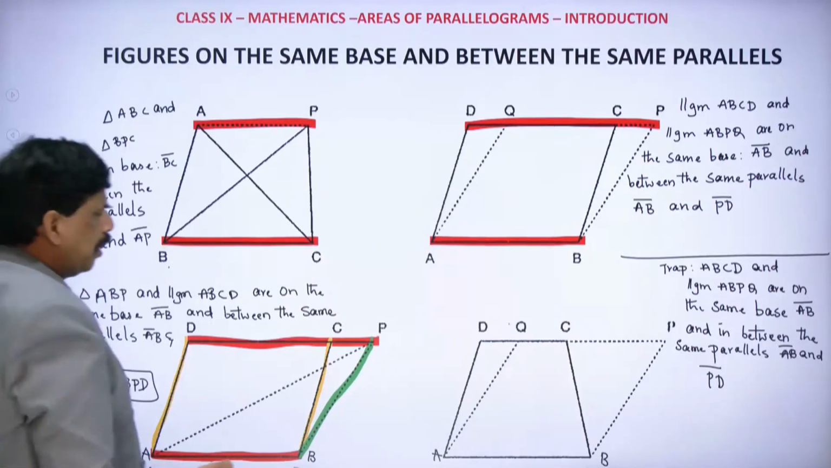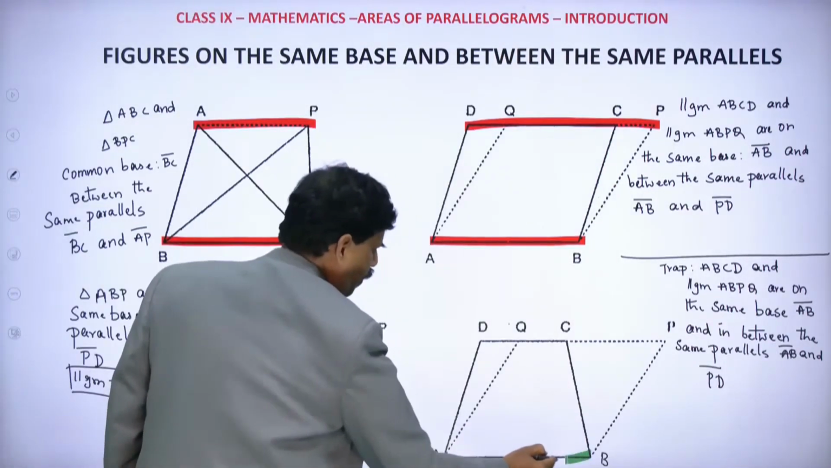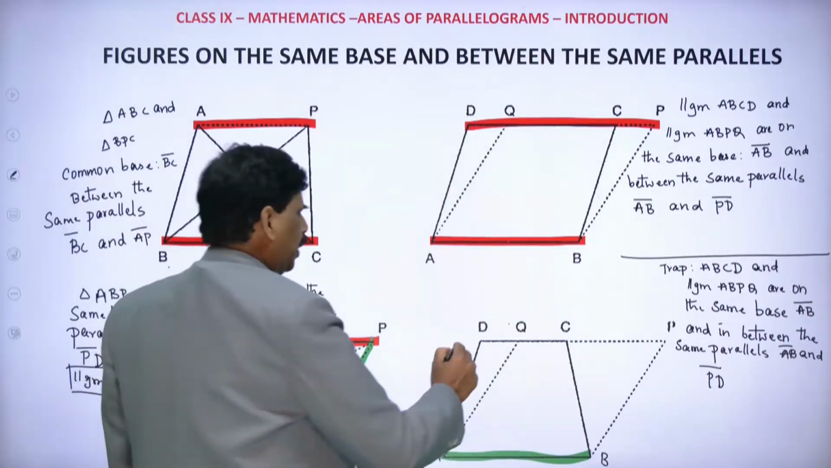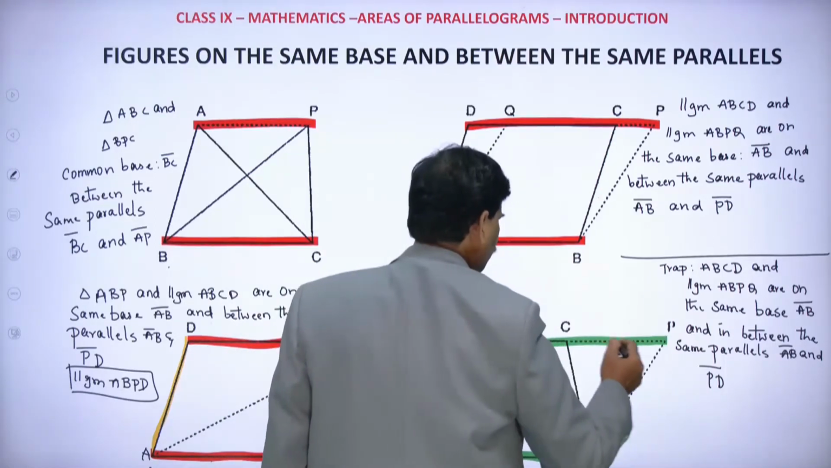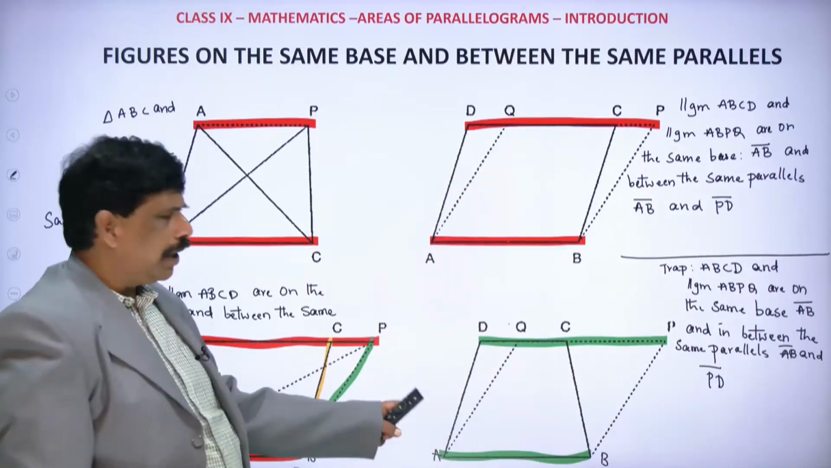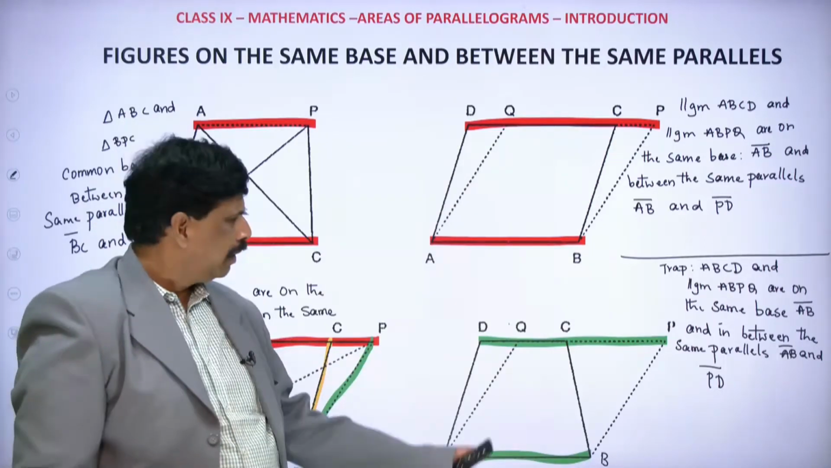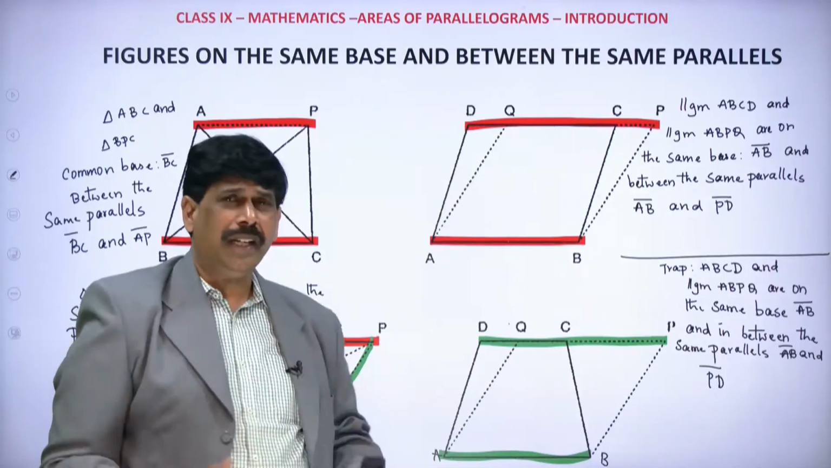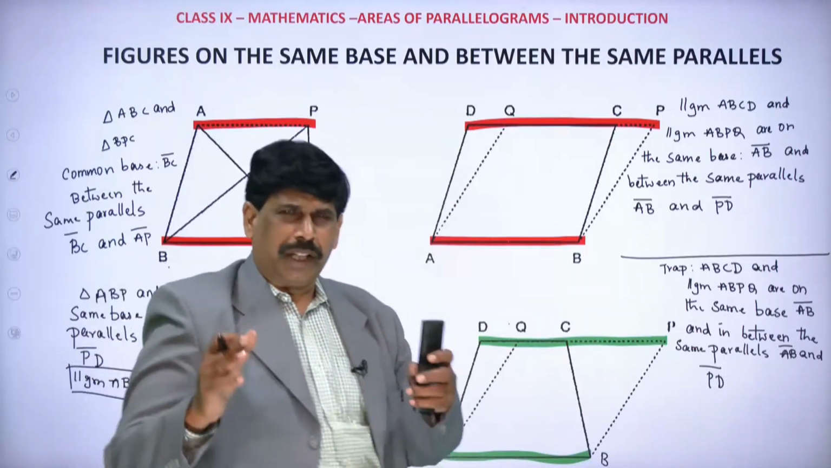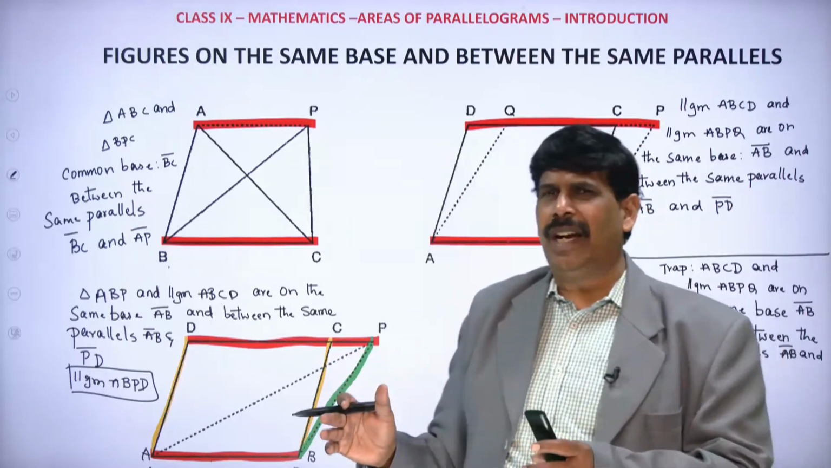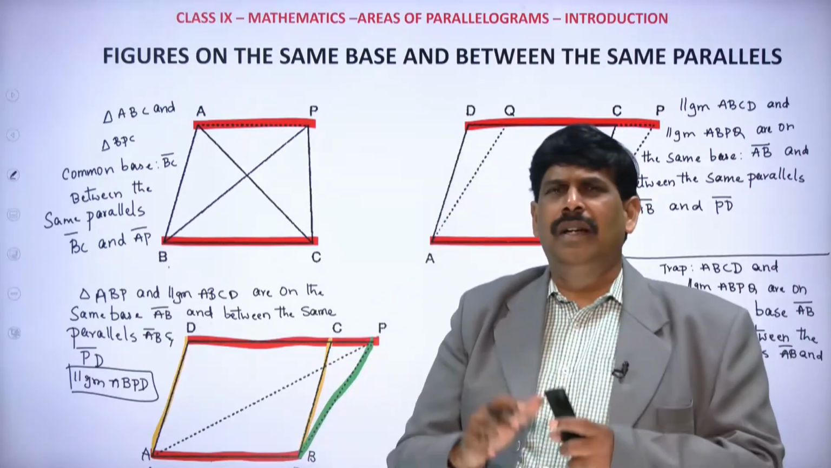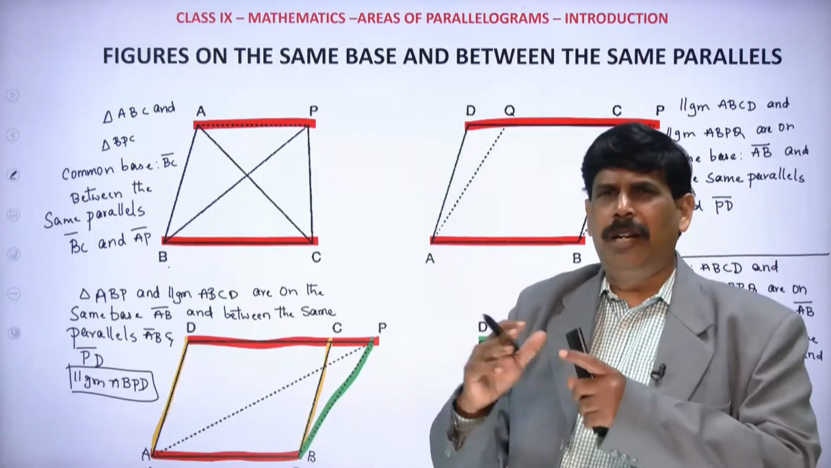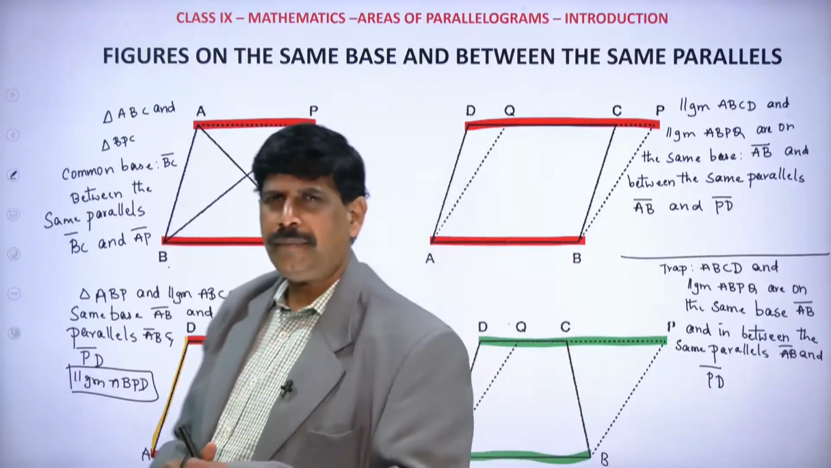Now let us draw the common base here. What is the common base? This is the common base here, and these two are parallel. Clear? AB and PD are parallel to each other, and ABCD is a trapezium, and ABPQ is a parallelogram. So our idea of explaining all these is that you should understand how the figures will be when they are on the same base and between the same parallels.